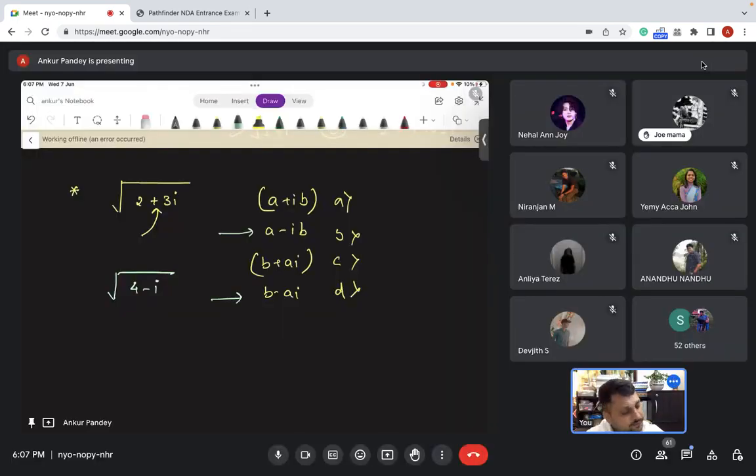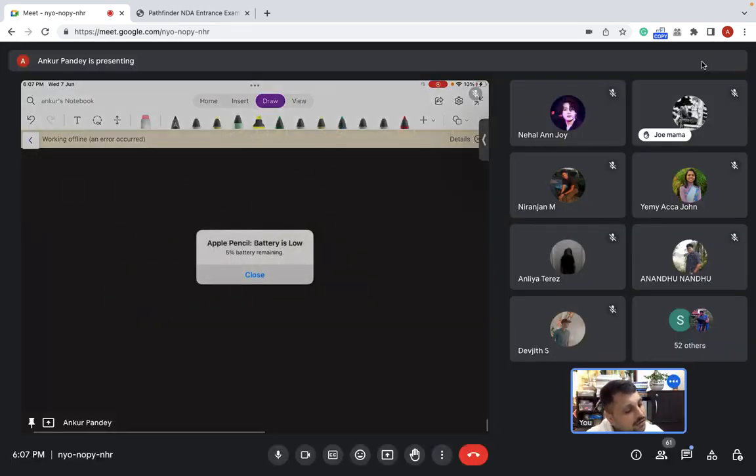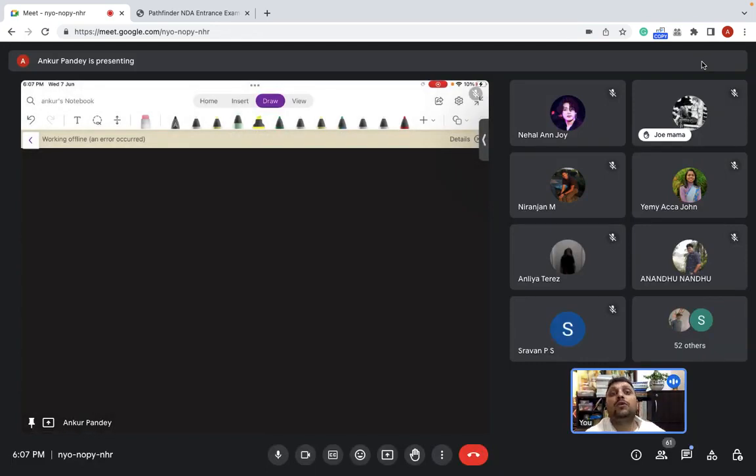Got it? Now comes the cube root. Note down. In the syllabus, there is no cube root of all complex numbers. The only topic which you have in the syllabus is the cube root of 1. Okay?